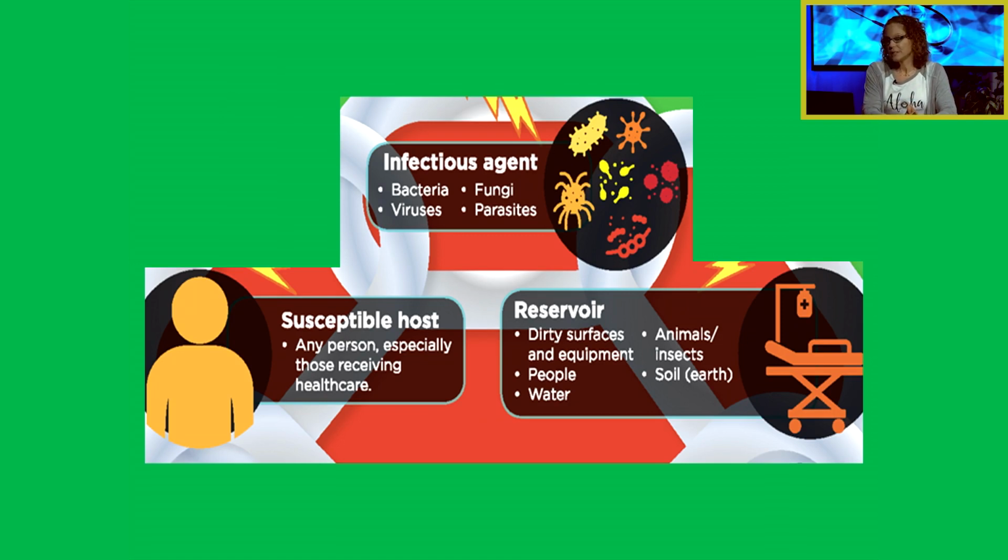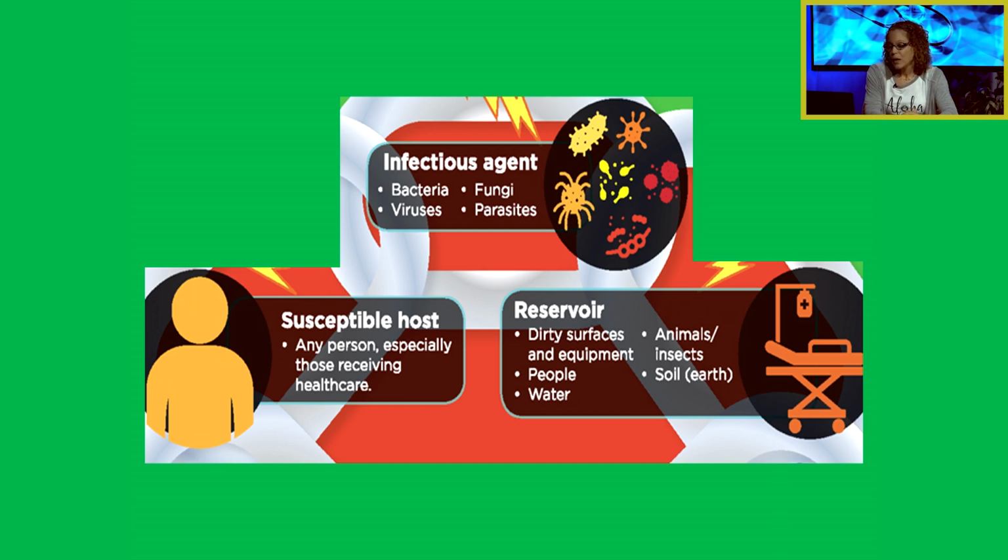So we've got to have an infectious agent, right, to start with, and then we have to have a susceptible host. And a susceptible host is any person, especially those receiving health care, right? So individuals that are in the hospital that are vulnerable to infection because of a surgical procedure, because of decreased immune function. We want to know that these guys are at a higher risk. They're a susceptible host. And so being aware of that is especially important.